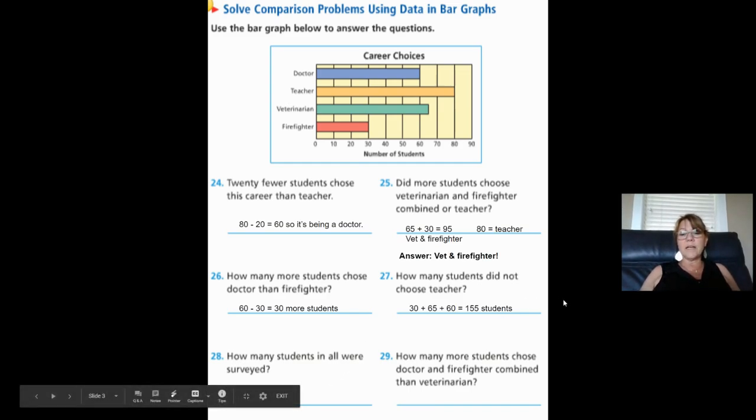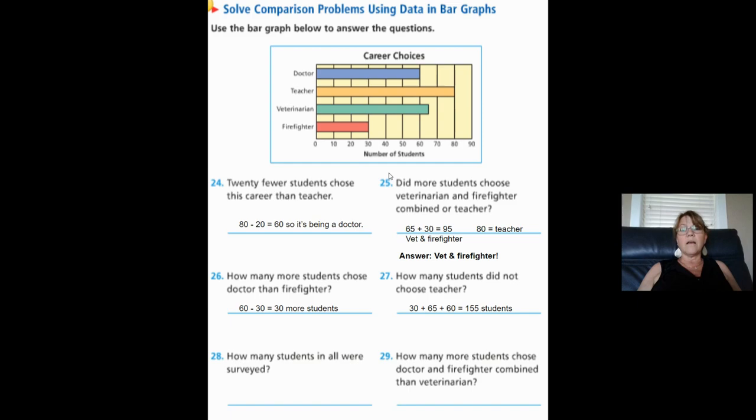Now, this next question, I'm going to use this answer to help me. How many students in all were surveyed? Well, here I know this is doctor, veterinarian, firefighter. If I take that number and add it to my teacher, I can find out everyone instead of re-adding 4 numbers together. So 155 plus 80 is 235 students.